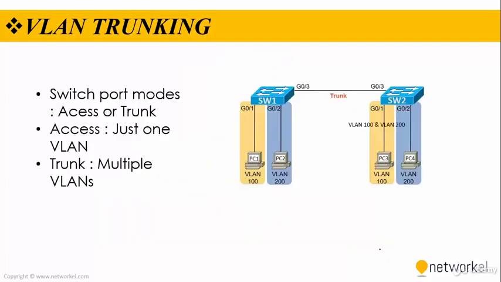Let's take a look at VLAN trunking again. As we talked about in our previous sections, an access port can carry just one VLAN, and trunk ports can carry multiple VLANs. We can use VLAN 100 and just VLAN 200 for these two ports, but this one can carry both of them.